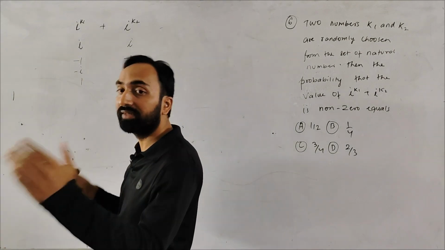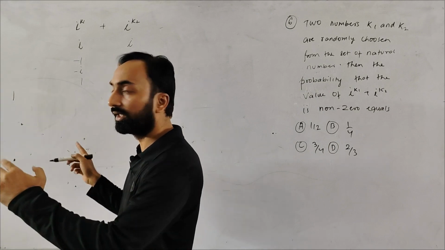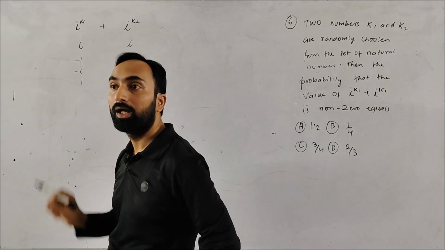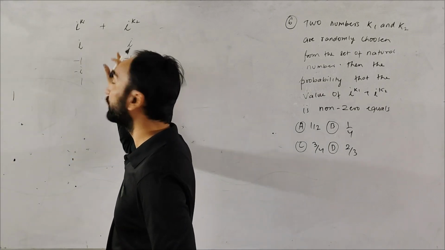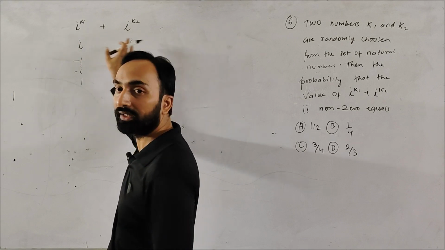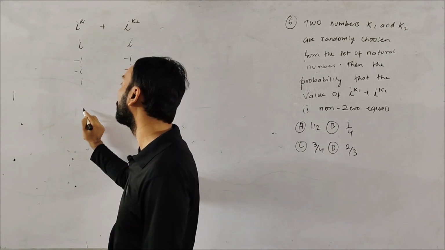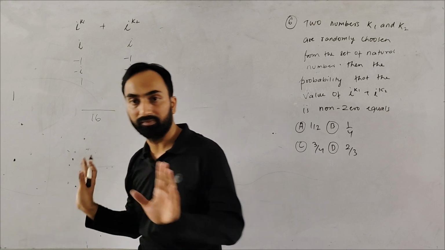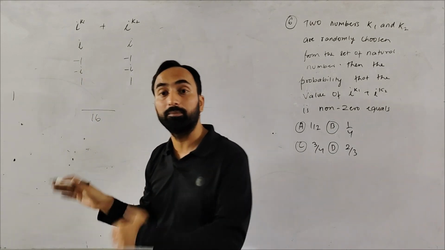So how many cases we have 0? What are the total cases we can make? Total cases we can make is 4 into 4, 16 cases will be there, because every 4 from here can join every 4 from here. So total cases will be 16. That is perfect.